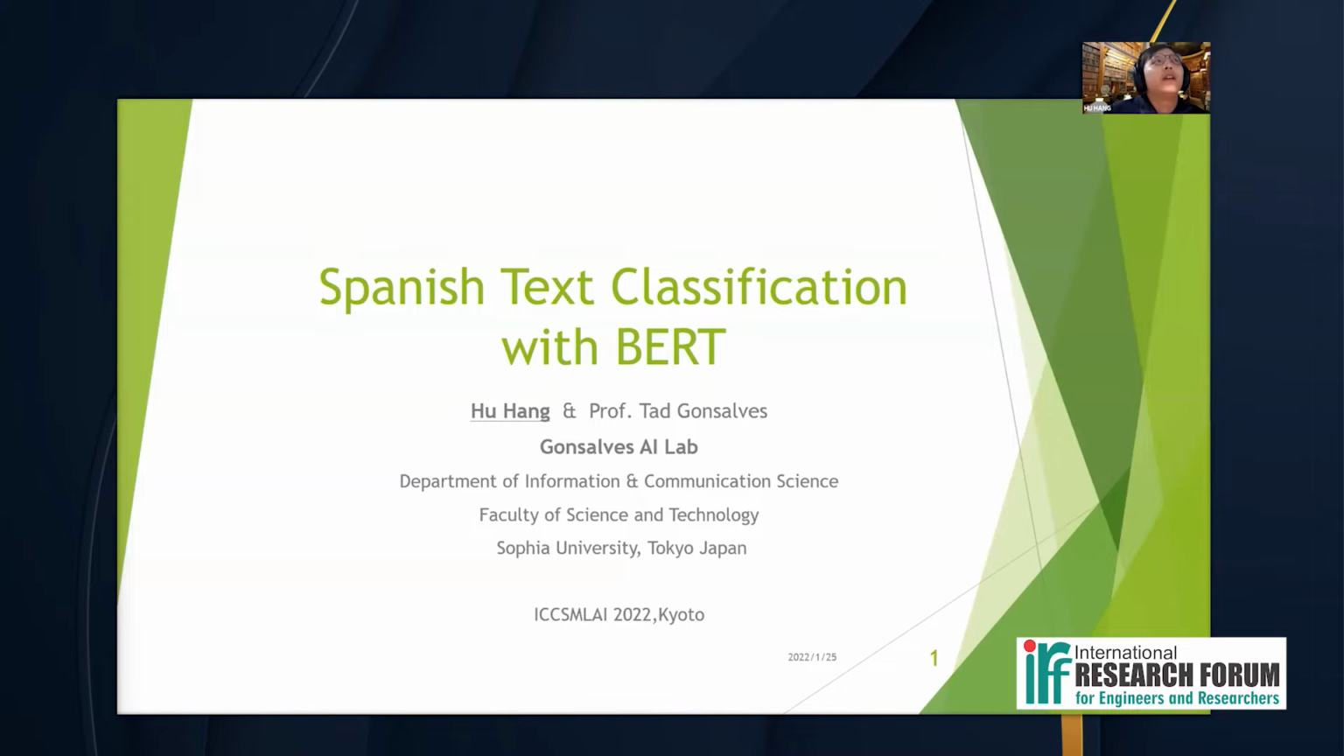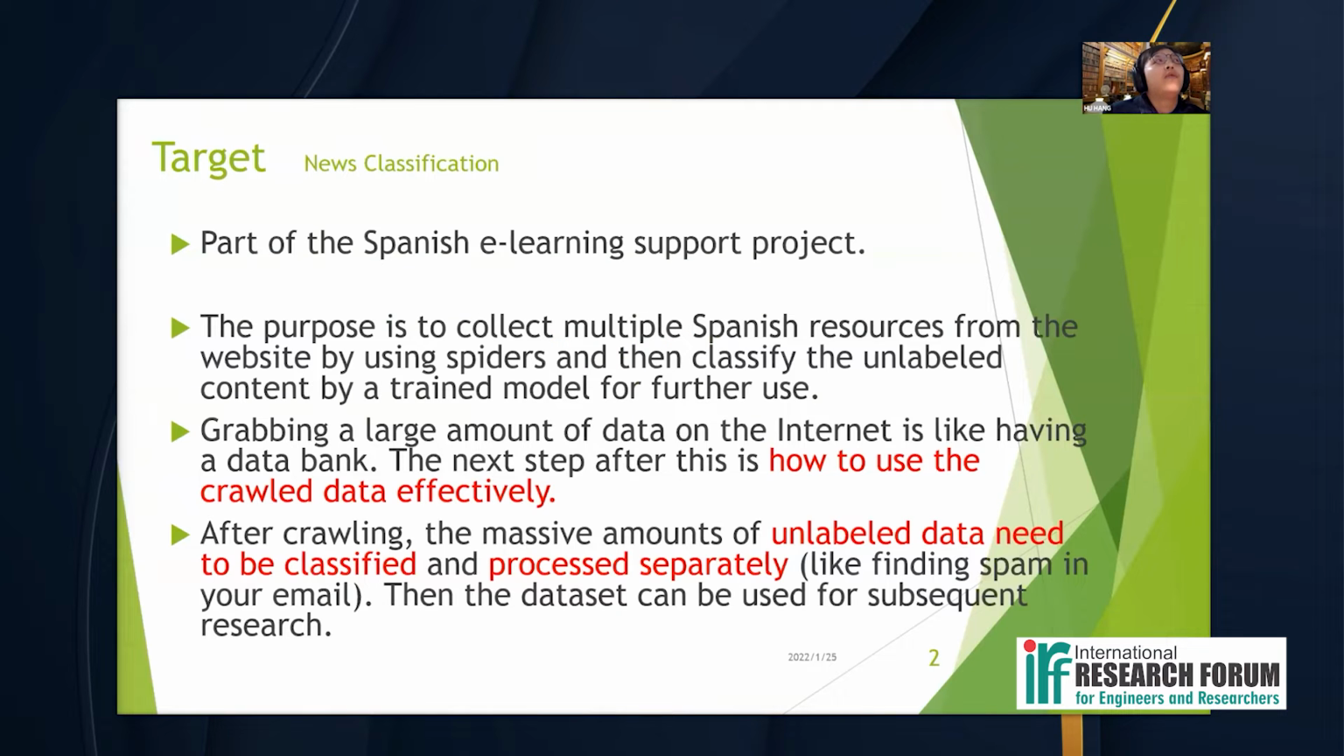Gonçalves, and our topic is Spanish text classification with BERT. Our research is part of the Spanish e-learning support project. The purpose is to collect multiple Spanish resources from websites by using spiders and then classify the unlabeled content with a constrained model for further use.